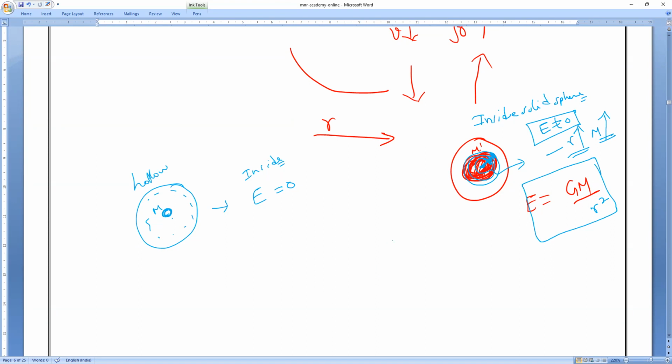Now the graph for the solid sphere will be first linear, then maximum, and then keep on decreasing. For the hollow sphere, first 0, then maximum, and then keep on decreasing. So these are the graphs for the hollow sphere as well as the solid sphere.